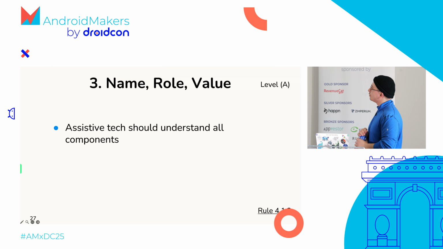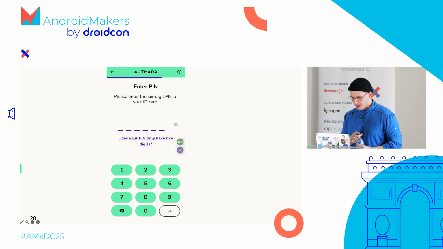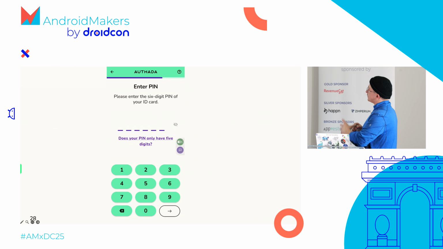Next rule, name, role, value. So assistive tech should understand all of the components. What does it mean? Again, the same screen. Now you have the purple text, for example, does your PIN only have 5 digits? Again, if you consume your content visually, you understand you can click on it and something will probably happen. But for historical reasons, this for us was just a text, not a text button, just a clickable element. Therefore, TalkBack would say, does your PIN only have 5 digits? Double tap to activate. It helps, so the user understands they can activate it.